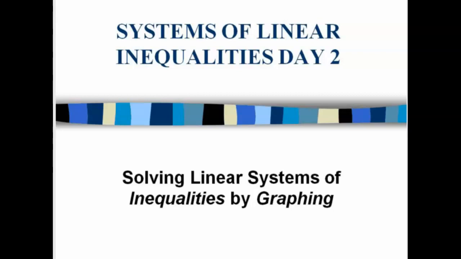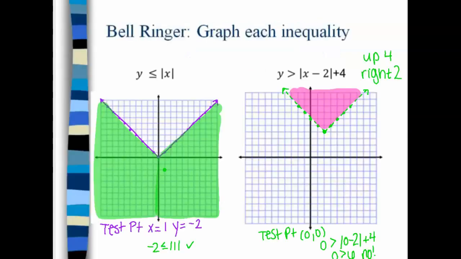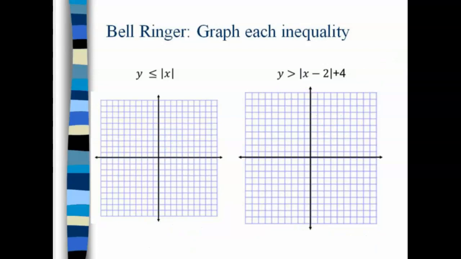All right, so we're looking at systems of linear inequalities, part 2. And today what we're going to do is combine linear inequality systems with absolute value inequality systems. So, as part of the warm-up, what I want you to do is graph each of these absolute value inequalities, and we're going to talk about their solutions and their equations and what they represent. So go ahead, take a minute and graph each of these inequalities.